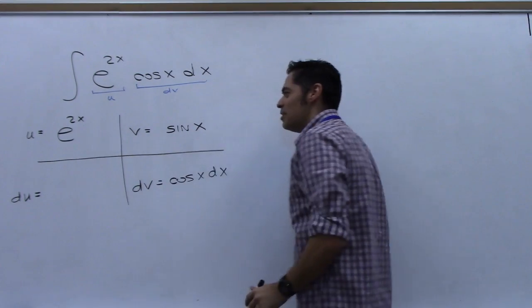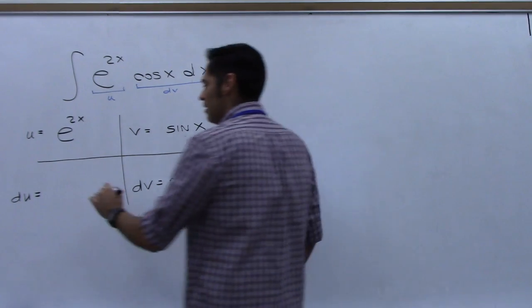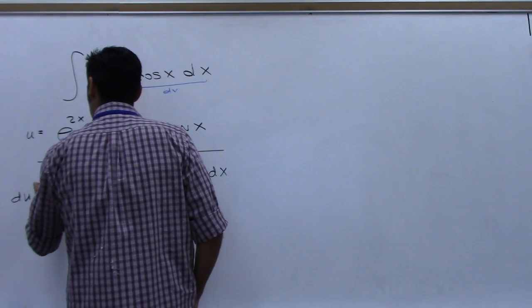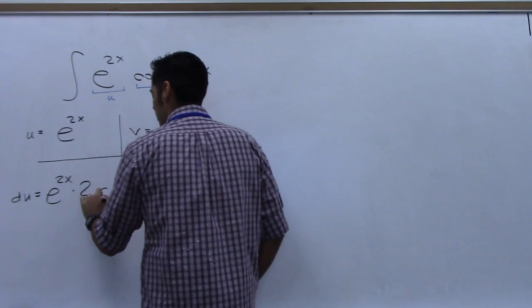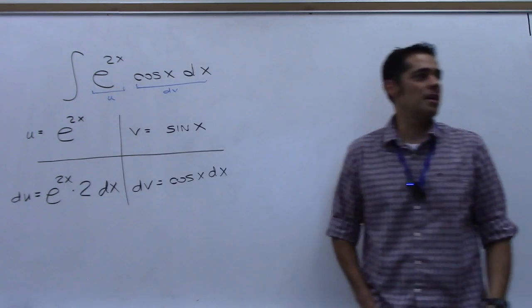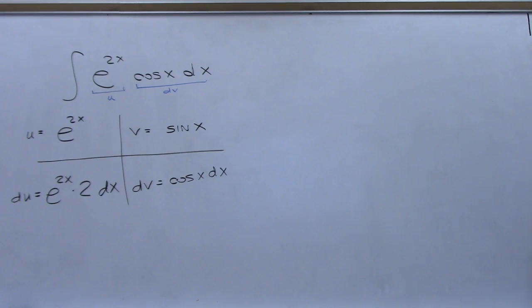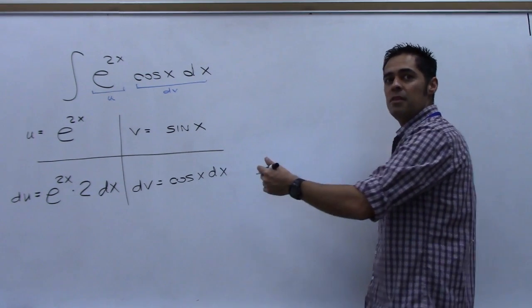What's the derivative of e to the 2x? E to the 2x. Okay. And? Times 2. And then what do you always have to put right here? Dx. Okay, good. All right, so that's our table. Everyone agree?